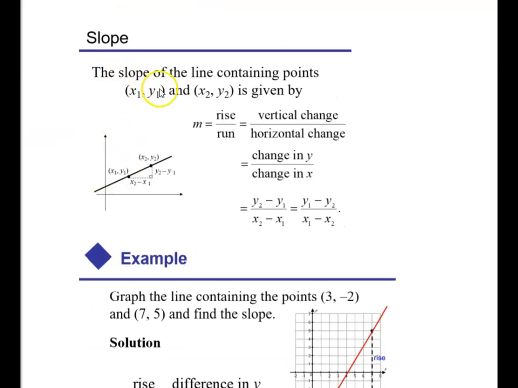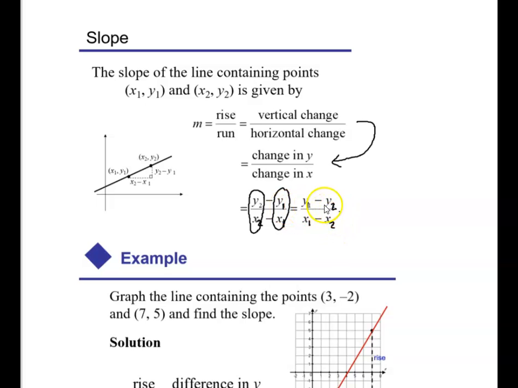So, calculating the slope. The slope of a line containing points x1, y1 and x2, y2 is given by the change in the vertical over the change in the horizontal. The change in y over the change in x. Same thing. And we can write that as y2 minus y1 over x2 minus x1. As long as you keep this consistent, these are both 2's, and these are both 1's. The y's on the top, x's on the bottom. Or you could switch it and have the 1's minus the 2's.